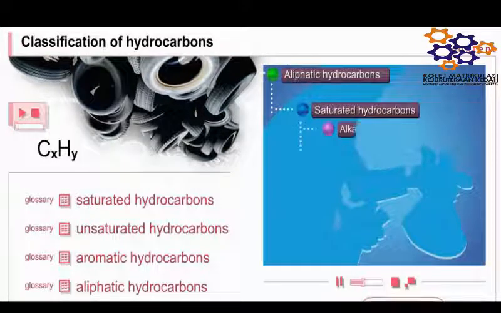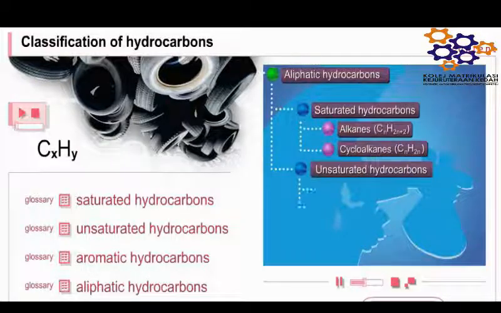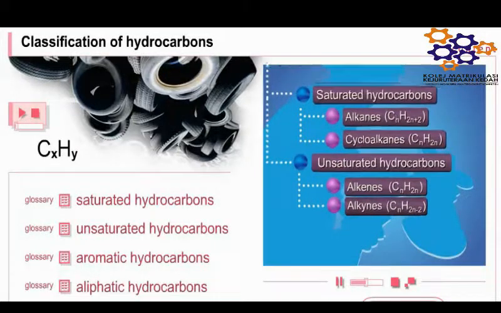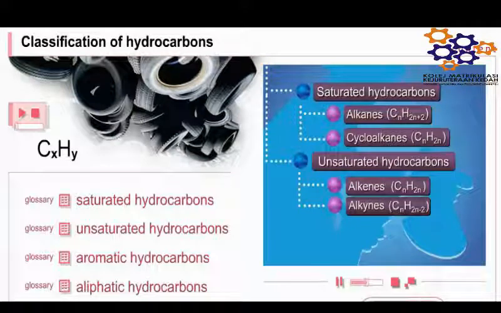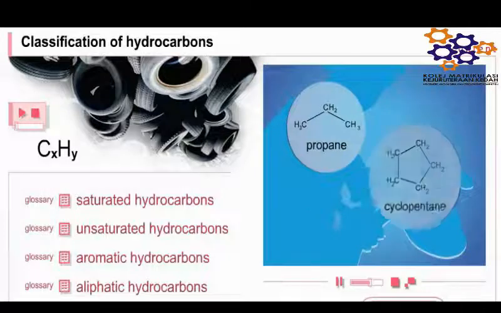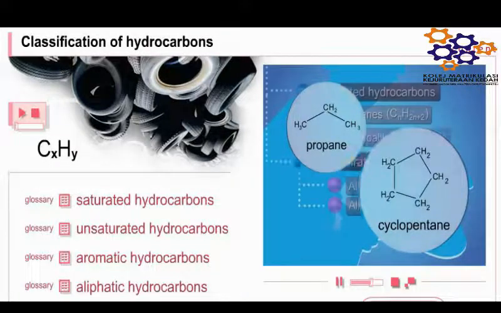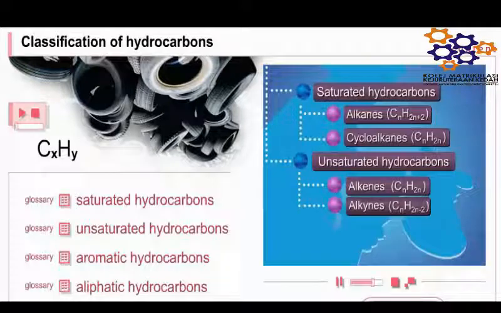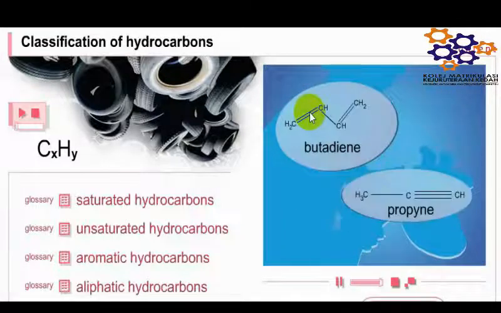We can also classify hydrocarbons into saturated and unsaturated types. Saturated hydrocarbons contain only single carbon-carbon bonds. Propane and cyclopentane are examples. Unsaturated hydrocarbons contain carbon-carbon double or triple bonds. The term unsaturated indicates that the hydrocarbon can accept a number of additional hydrogen atoms to become saturated. Butadiene and propyne are examples of unsaturated hydrocarbons.